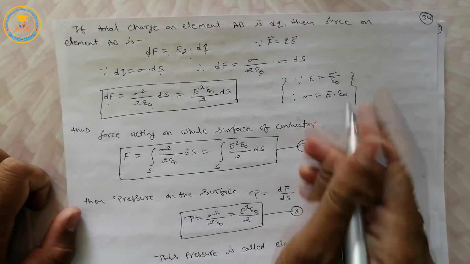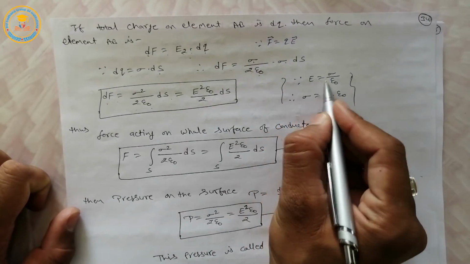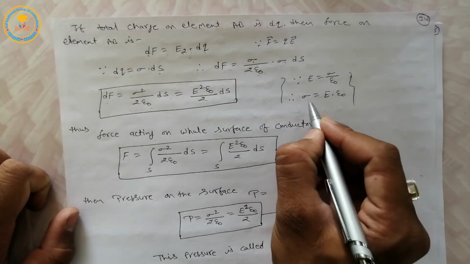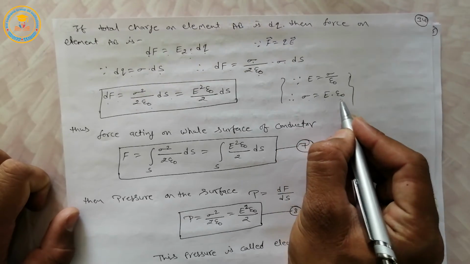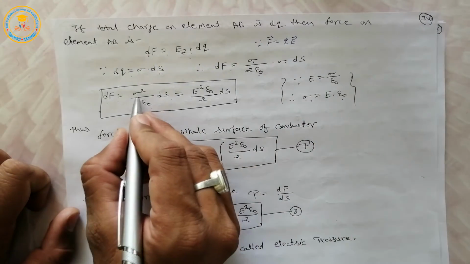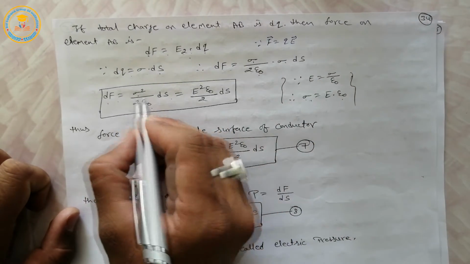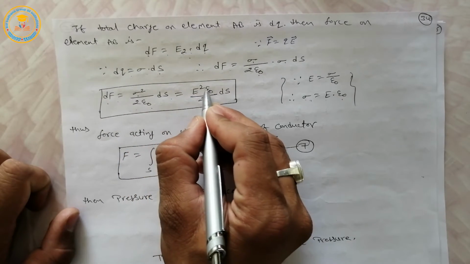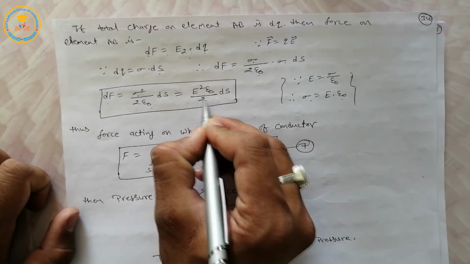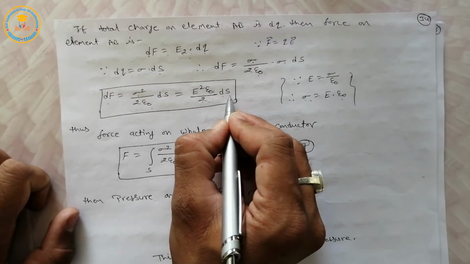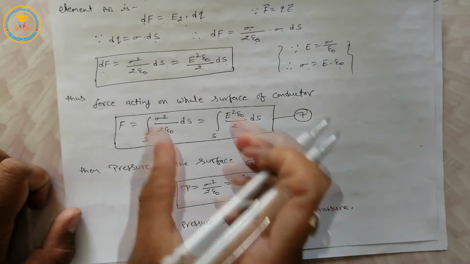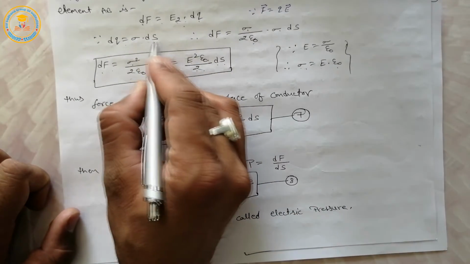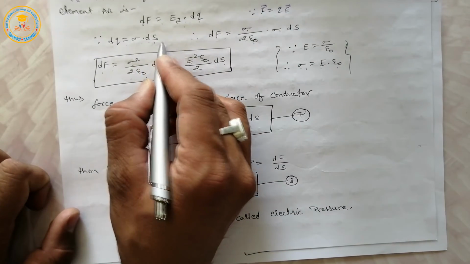In another form, since E is equal to sigma upon epsilon naught, sigma is equal to E into epsilon naught. Putting the value of sigma here, we get dF is equal to E square epsilon naught upon 2 into ds. This is the force acting on the ds element, the ds area.